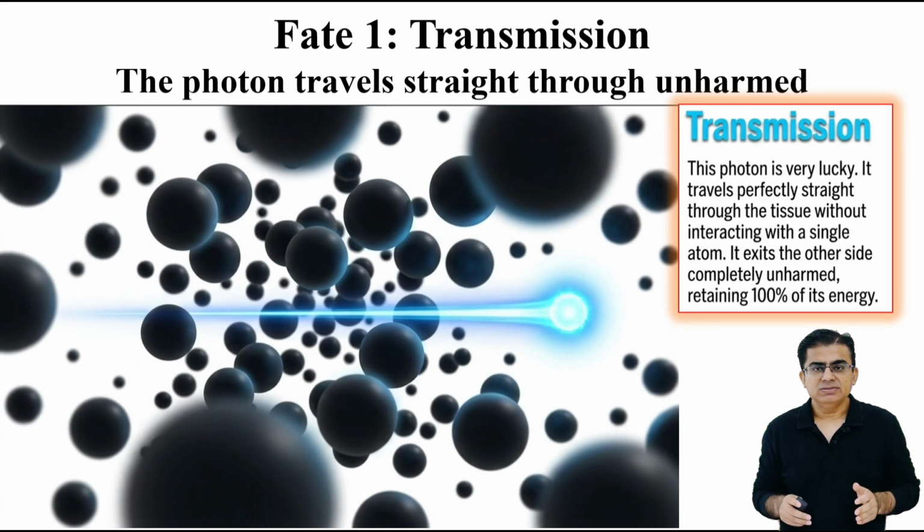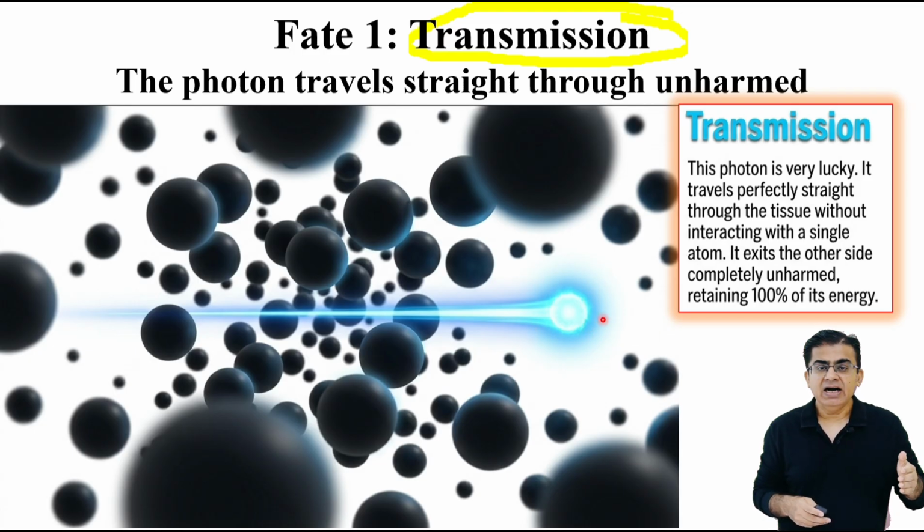First possible fate of a photon is photon can undergo transmission. Here, this photon is very lucky. It travels perfectly straight through the tissue without interacting with any atom of the tissue. It exits the other side completely unharmed and unaffected. It continues to retain its 100% energy.